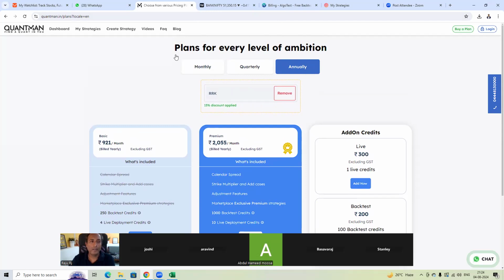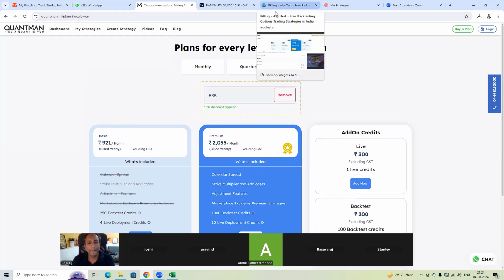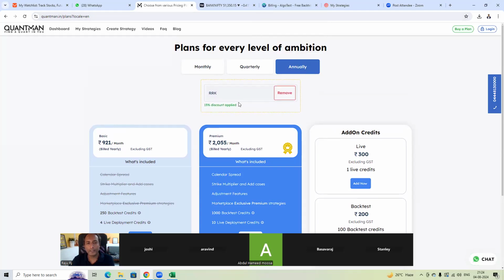Right. In Quantman, you can deploy all the strategies. You can choose only Quantman, no need of AlgoTest. AlgoTest is for simple strategies. In Quantman, you can do many strategies, even indicator-based strategies and time-based strategies, as I have already shared. You can use only Quantman. AlgoTest, you can use it for testing.